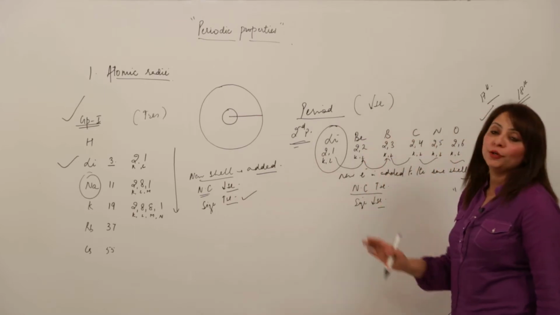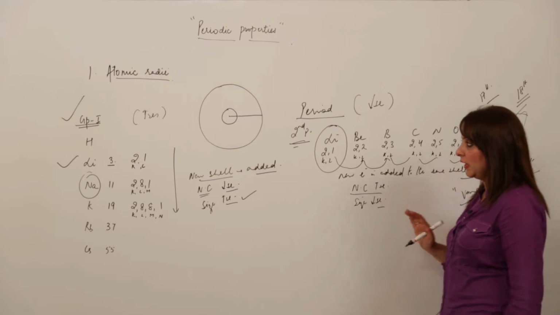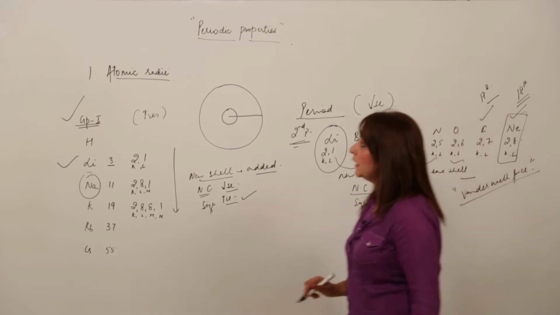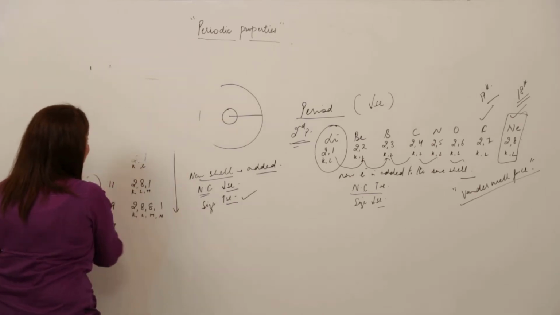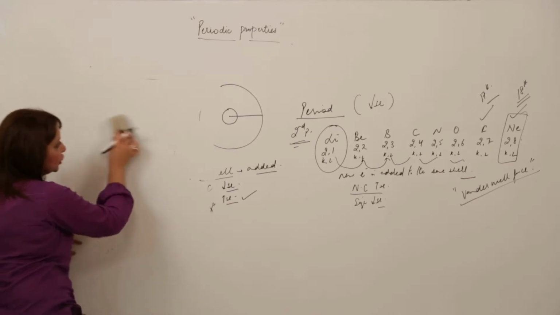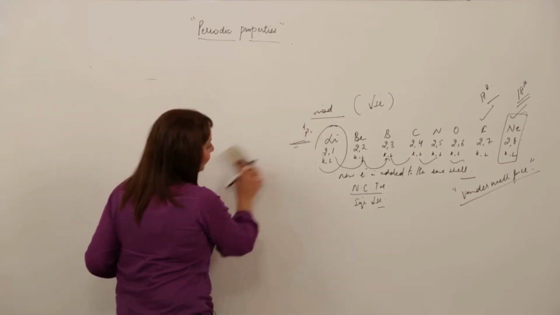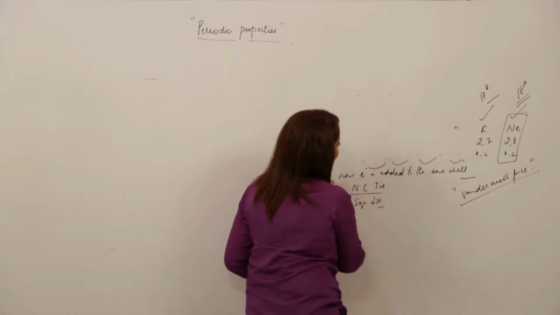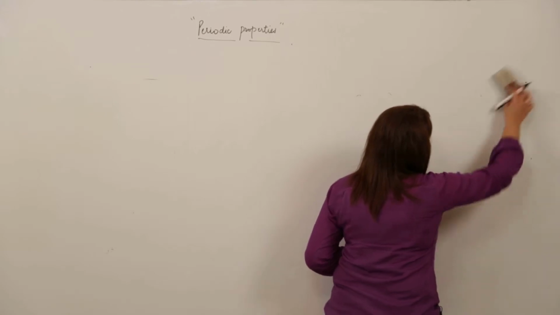So this is how you are going to explain the first property, atomic radii. I think you must have understood it well now. So we are taking into consideration the second property, that is the ionization energy. We can also call the ionization energy ionization enthalpy. Just keep in mind that enthalpy and energy are the same. Whether you use the word enthalpy or energy, it is one and the same thing.